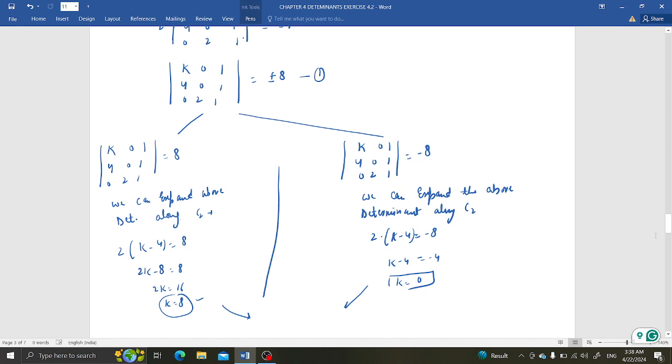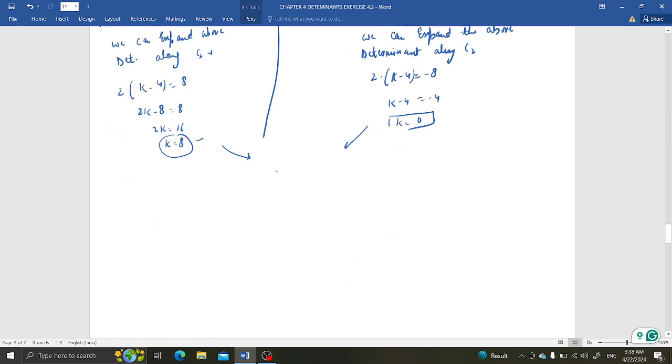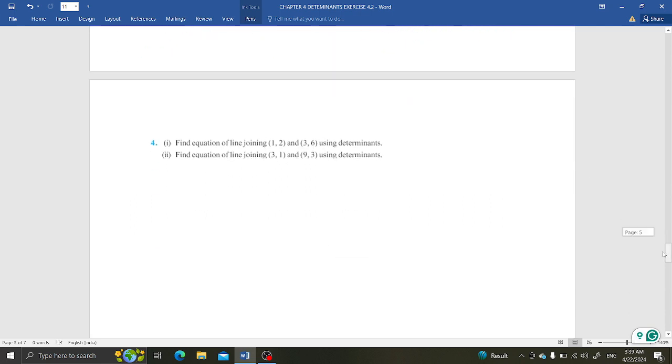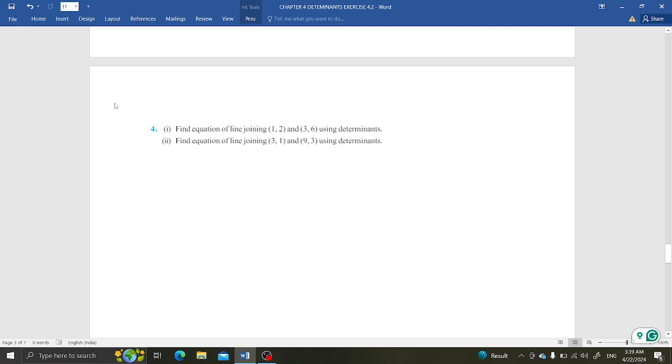How many values of k are we getting here? Two values of k. K is 0 or 8. So for both these values, the area of the triangle in the first part is 8 square units. Okay, in a similar fashion you can do the next part also. Now move on to the next question.